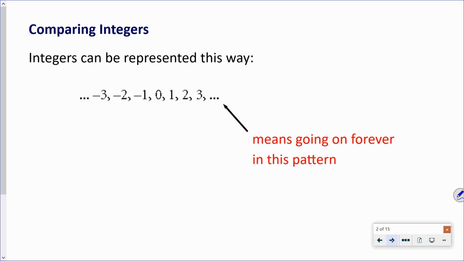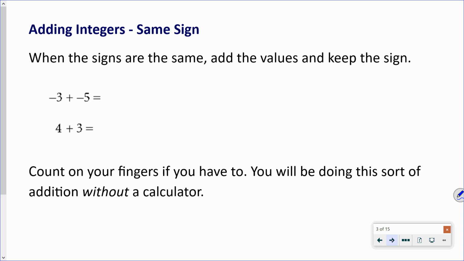That's the hope. So when the signs are the same and you're adding together, this is the easiest operation to do. You just add the values together and keep the same sign. So if you have 3 negatives and you're adding 5 negatives, in the end you have 8 negatives. So you just keep the sign and add the quantities together. If you have 4 positives and 3 positives, you add them together. There are 7 altogether and you keep the positive sign.